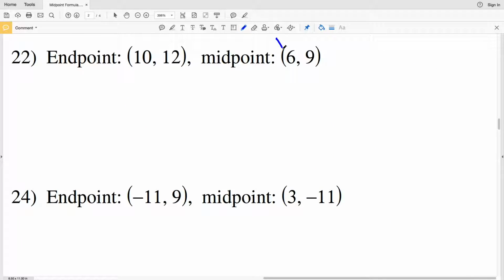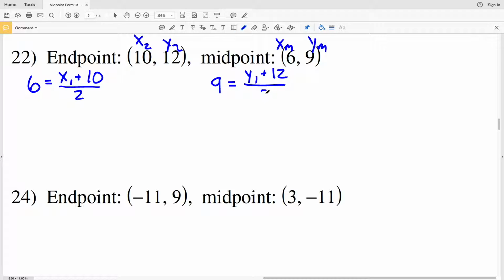In number 22, x sub m is 6, y sub m is 9. So let's make 10, 12, x sub 2, y sub 2, just to show you that it doesn't matter exactly what you label it as. Just as long as the midpoint goes into the midpoint coordinate spot and the endpoint values go in for the endpoint values. So x sub m equals x sub 1 plus x sub 2 over 2. So x sub m is 6, and that's equal to x sub 1 plus x sub 2, which is 10, divided by 2. And y sub m, that's 9, is going to equal y sub 1 plus y sub 2, so y sub 1 plus 12, since y sub 2 is 12, all over 2.